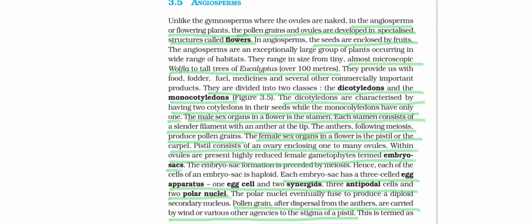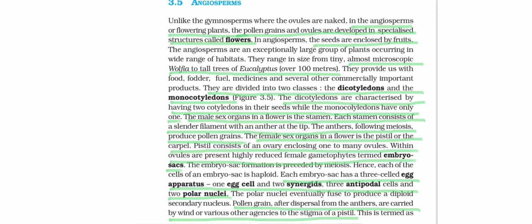So definitely this is one of the differentiating points: unlike gymnosperms, where the ovules were naked, as we have learned earlier, the angiosperms are also known as flowering plants, and here the flowers are developed for the first time. So we can say that the seeds are covered in angiospermic plants and flowers are developed. So a flower bearing plant is an angiosperm.